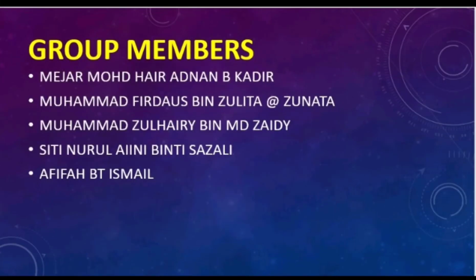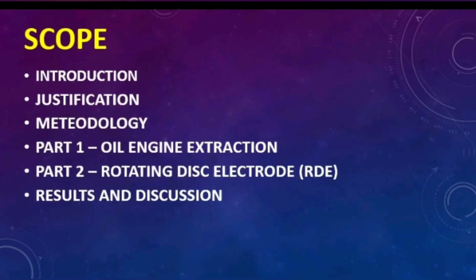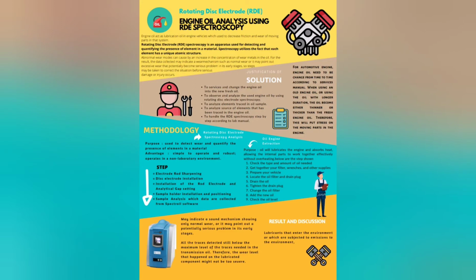This is our group members as per shown. The scope for our presentation will discuss the introduction, justification, methodology divided into part 1 and part 2, and result and discussion. This is our group poster. More information and detail about the poster will be sent into the Julian system.